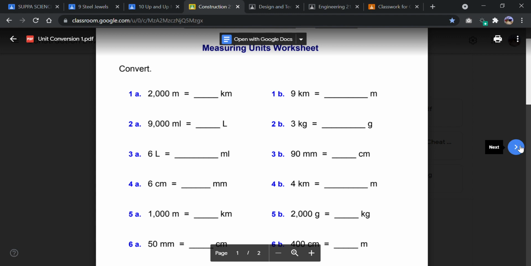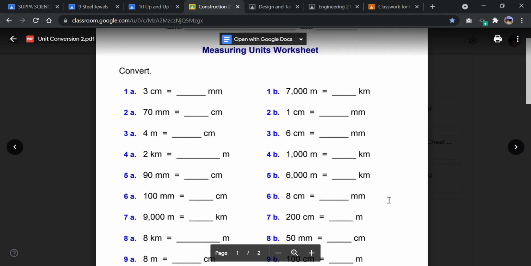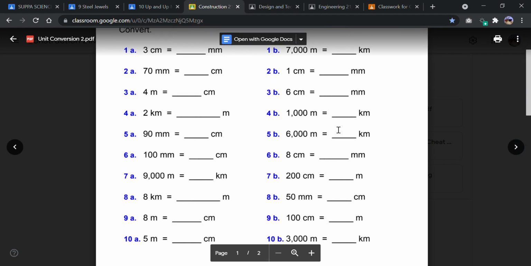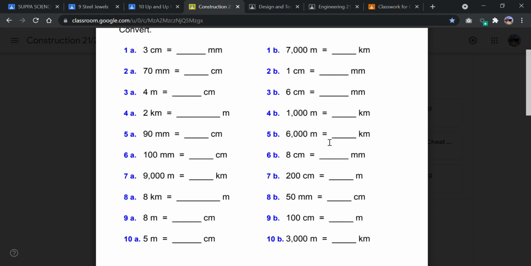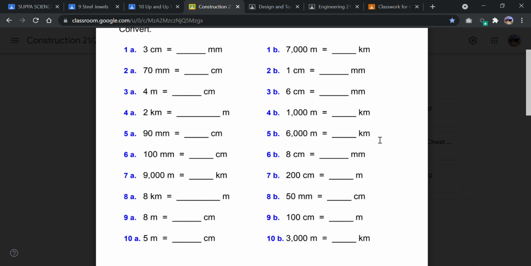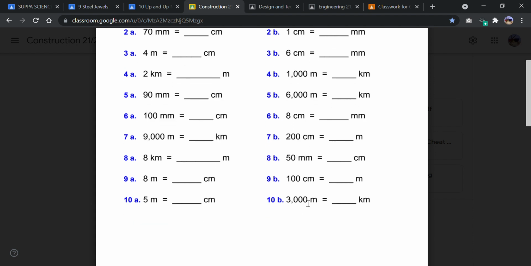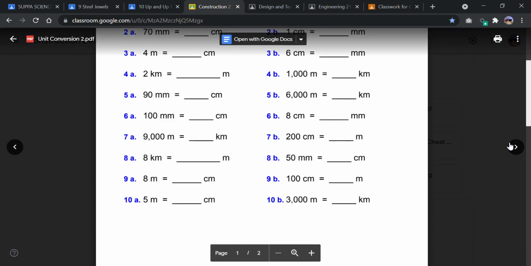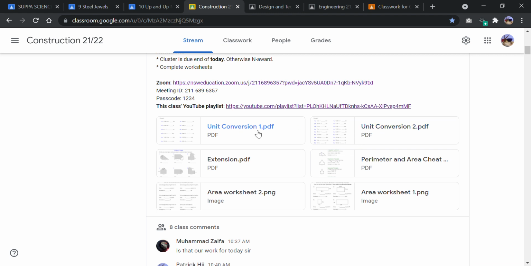If you need help, you need to ask. Otherwise, I'm not too sure where you're at. So please do ask me, and this sheet here as well. It's pretty much the same thing over and over again. So 6,000 meters equals 6 kilometers. 3,000 meters equals 3 kilometers. All right. So these two, I'd like to see these completed.